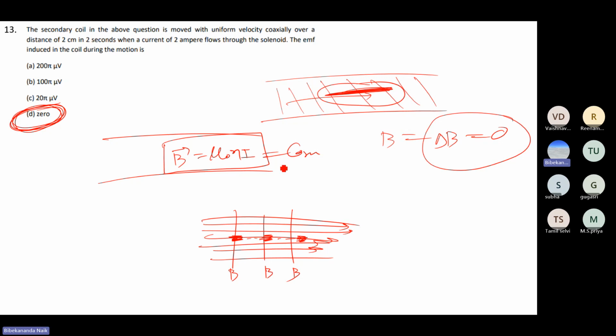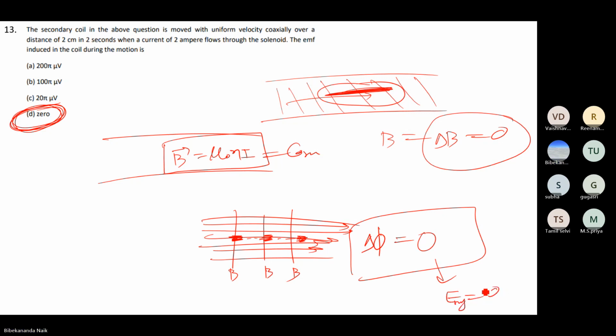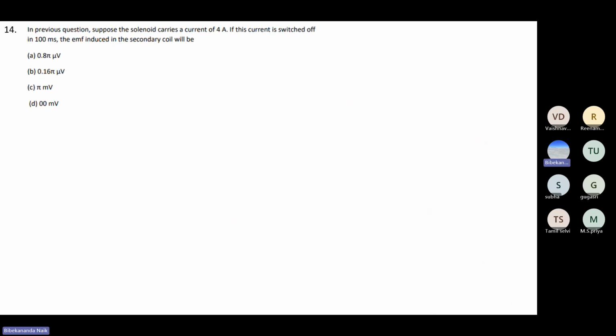So there will be no change in the flux, that is, del phi will be 0. Since del phi is 0, the induced EMF is 0. So there will be no EMF induced in the coil during the motion. Whatever the velocity, whatever the distance, since the current is the same, or since the magnetic field through which it is moving is the same, there will be no change in the voltage. So now the next question.